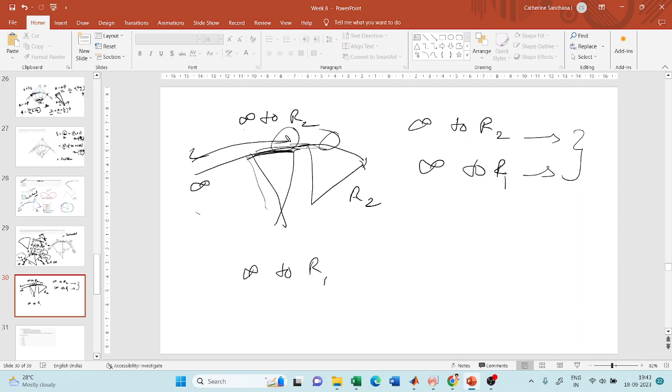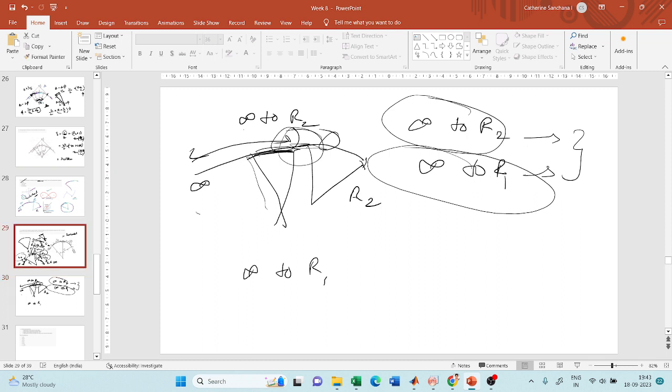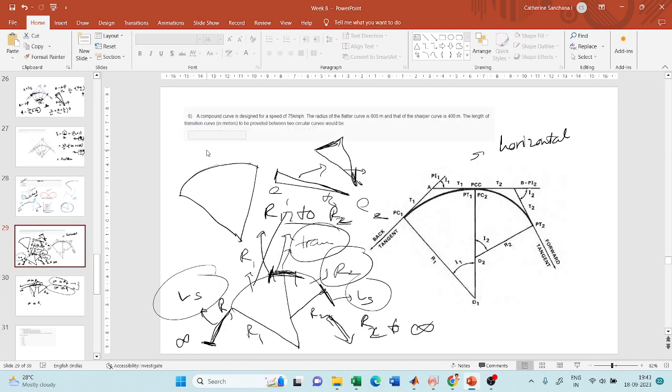So if I have to find out the transition length between these two curves, I have to find out the length of the transition curve separately for these two curves, and then find out the difference between the two. So this is what has been asked. Now mostly we will use the centrifugal acceleration criteria for this compound curve formula. Length of the transition curve between compound curves.